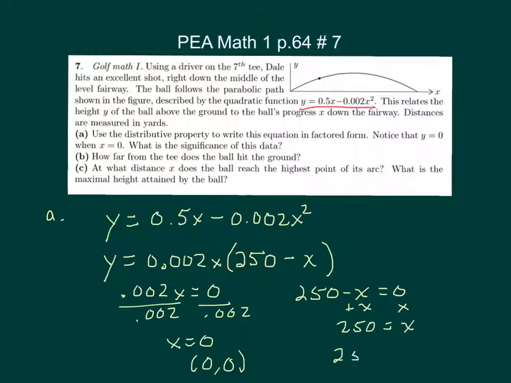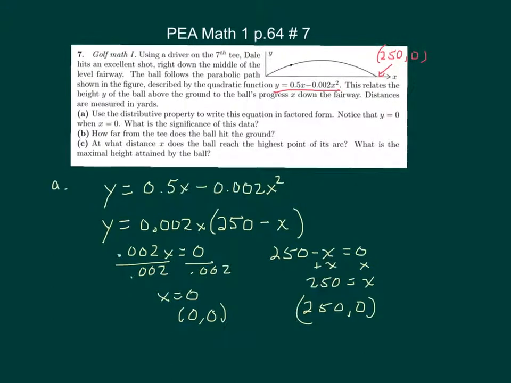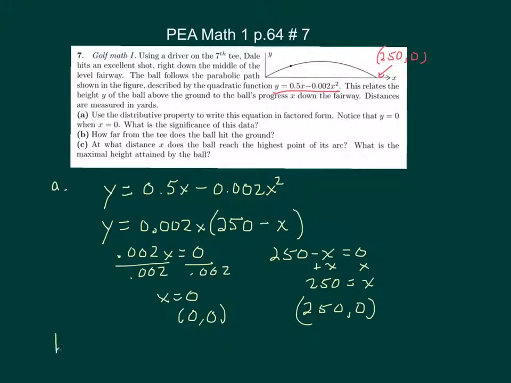So 250, 0 is our second x-intercept right there. So I'll write that down, 250, 0. Right there. Okay? So when it says what is the significance, we have that those are the two x-intercepts. When it says how far from the tee does the ball hit the ground, we already have that. Hits the ground right there, which is 250 yards. 250 yards.